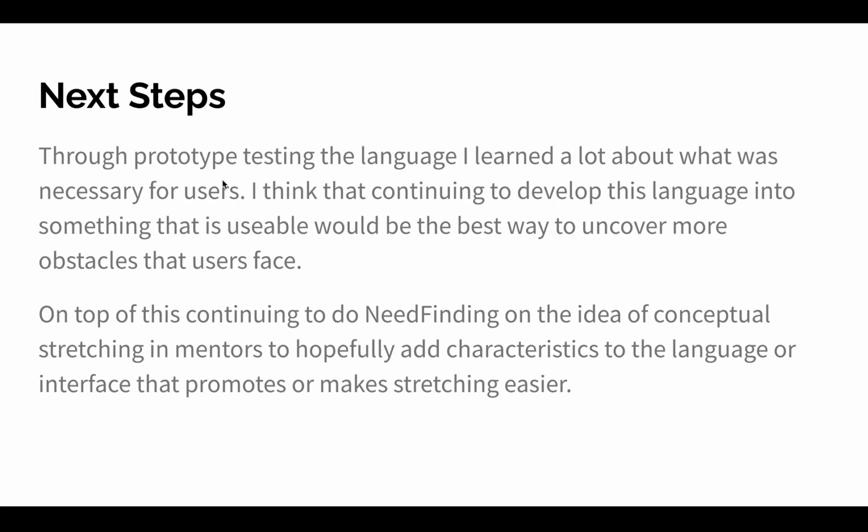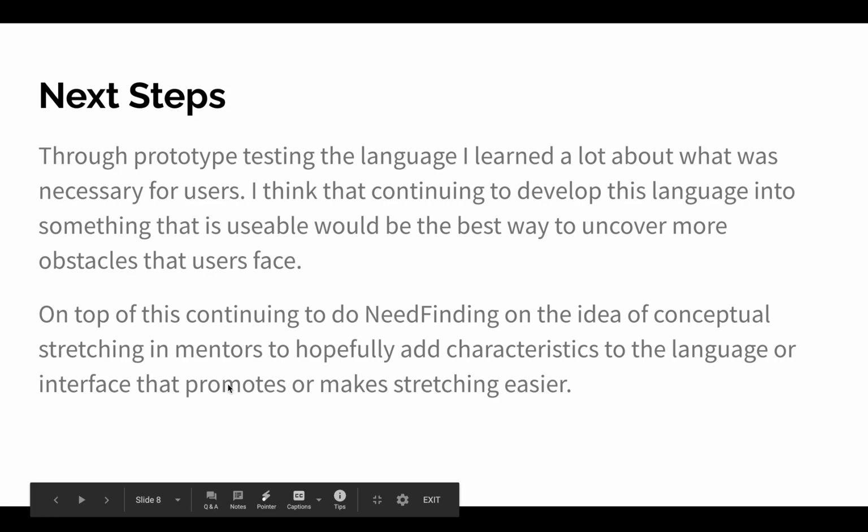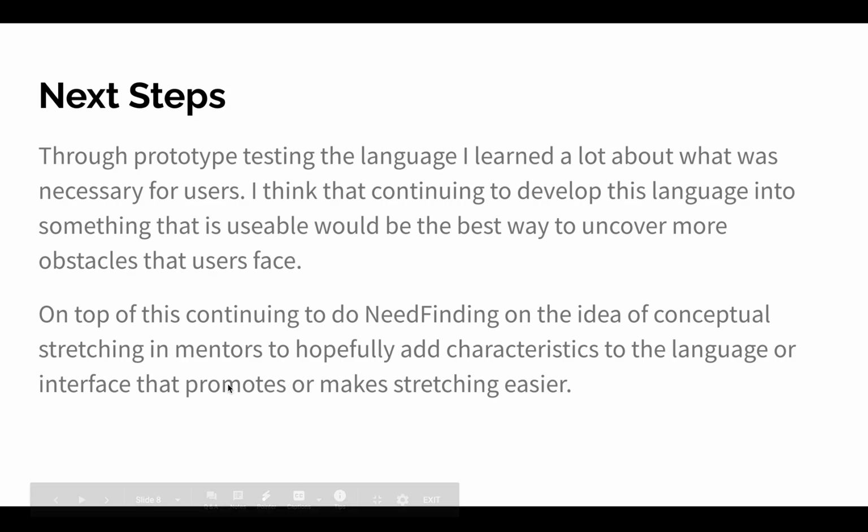So next steps: through the prototype testing, I learned a lot about what was necessary for users. I think that continuing to develop this language into something that is usable will be the best way to uncover more obstacles that the users face and fine-tune the characteristics of the language. On top of that, continuing to do need finding on the idea of conceptual stretching for mentors, to hopefully add characteristics to the language or interface that promotes or makes stretching easier for mentors. So right now, presenting them with a list of the possible resources is the current characteristic, but doing more need finding to find out how we can improve that, I think, is a good next step.